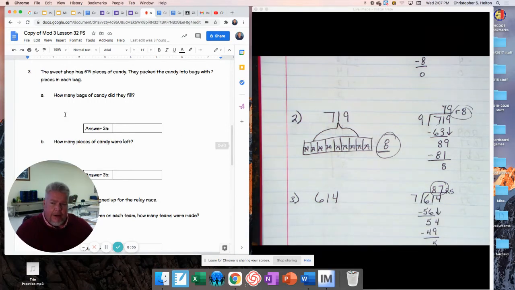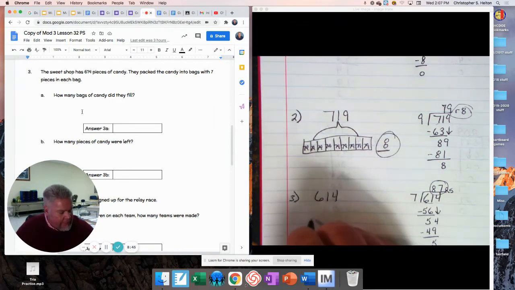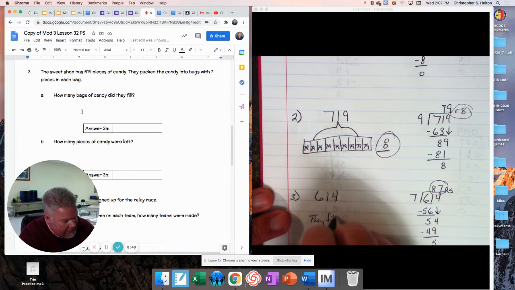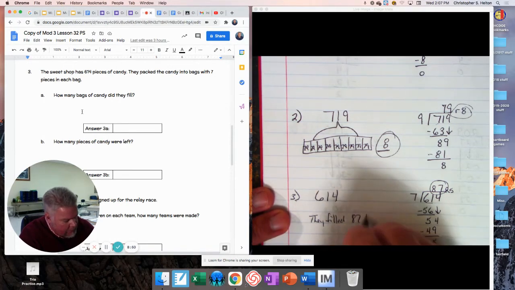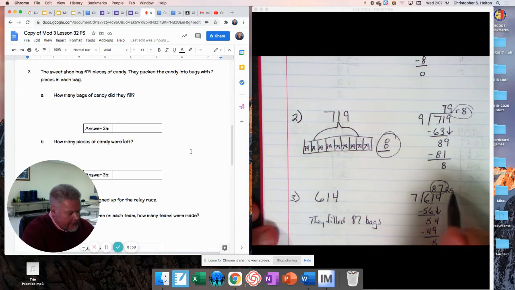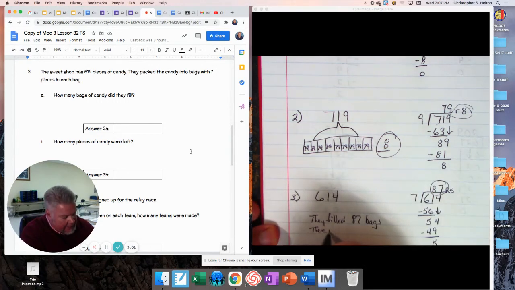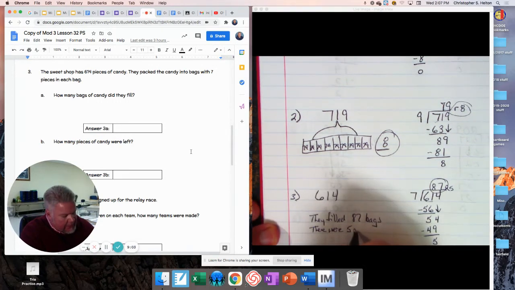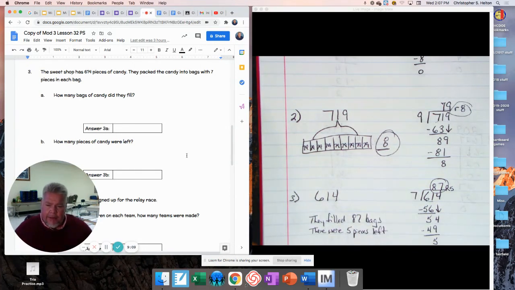So let's look back over here at part 1. Part 1 says, how many bags of candy did they fill? Well, we see that answer right here. They filled 87 bags of candy. Okay. Part 2 says, how many pieces of candy were left? Well, that's our remainder. There were 5 pieces left. Okay.